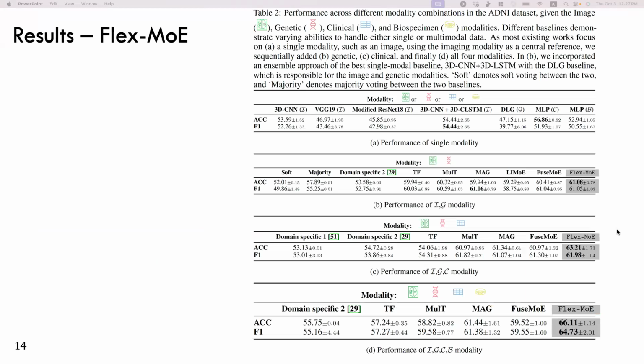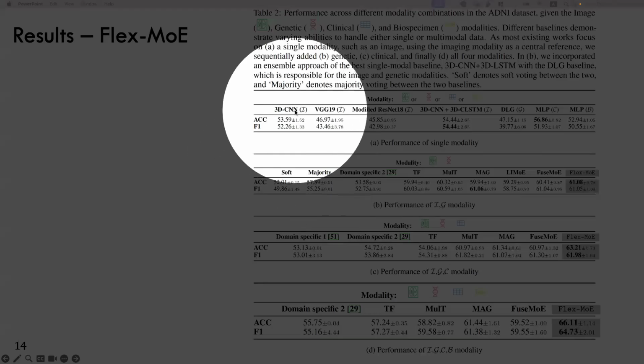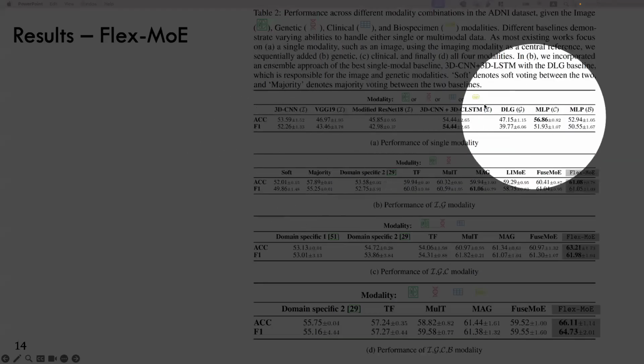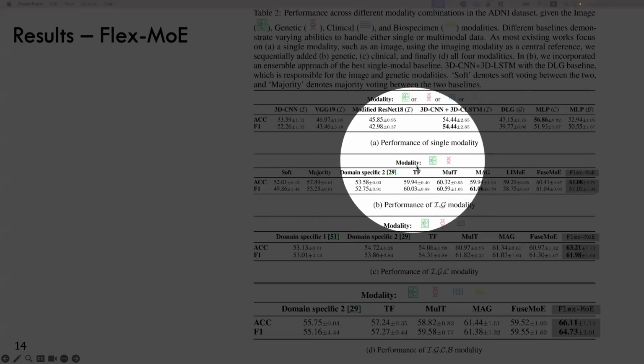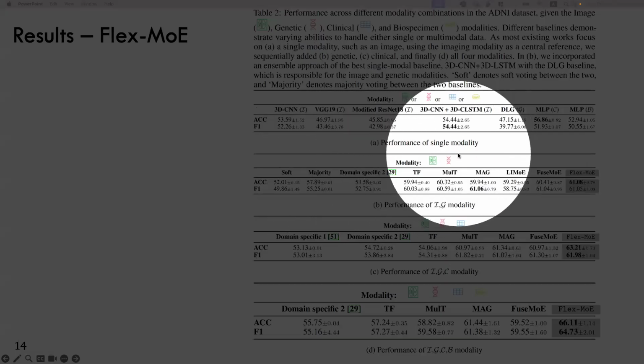So this is the overall results for the ATOM data set. We do have the cancer results in the appendix, but I didn't put them here. The first table is single modality performance with either one of them. And the second table is two modalities, imaging and genetics.